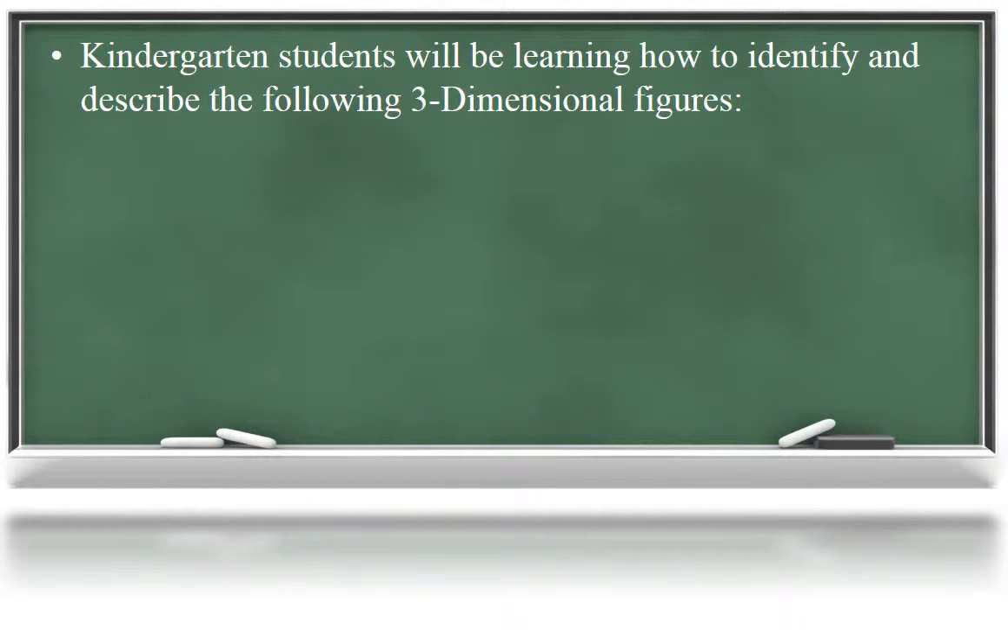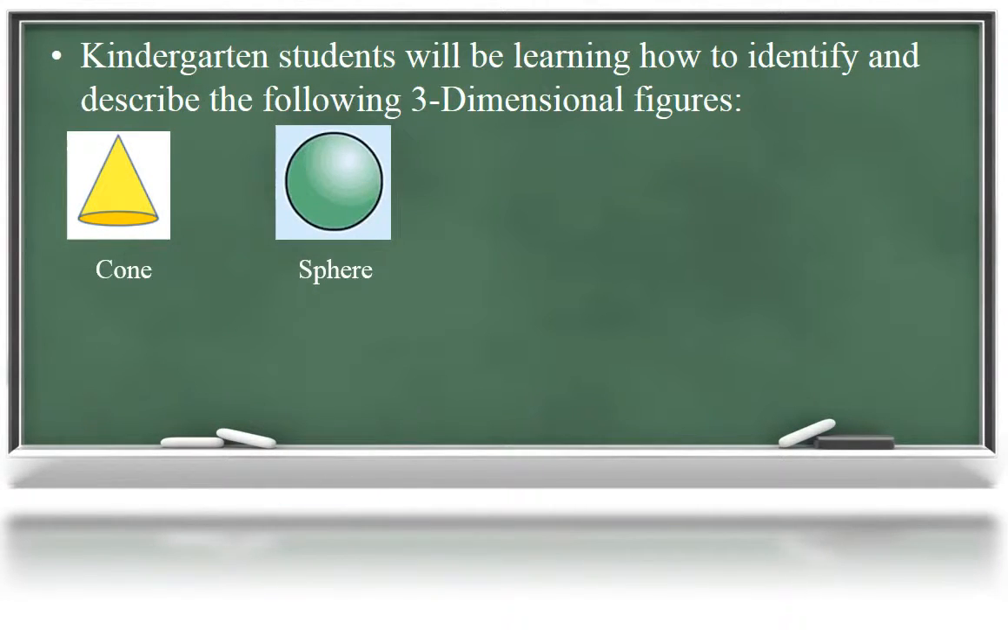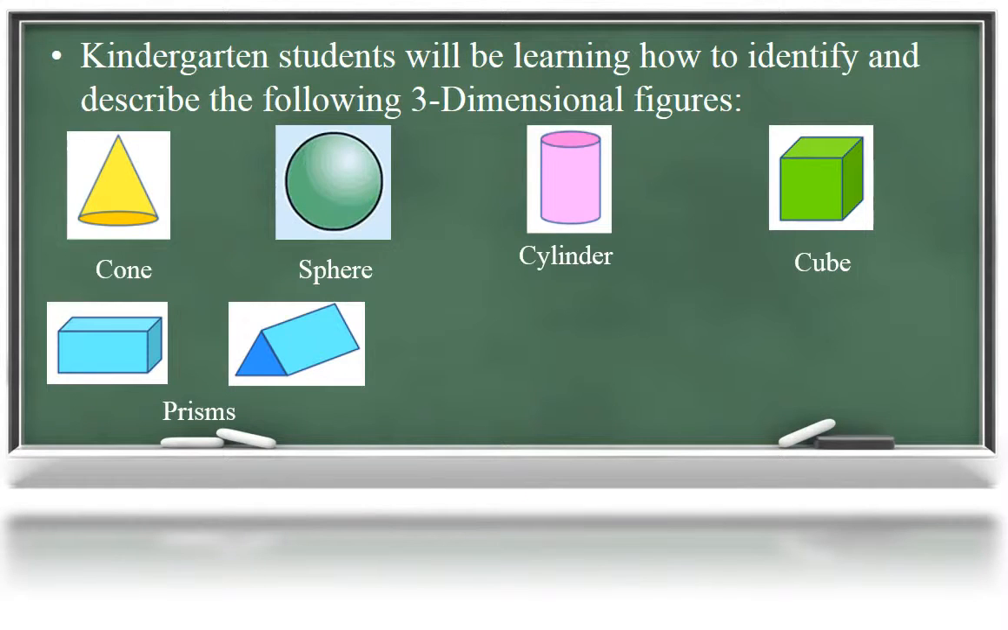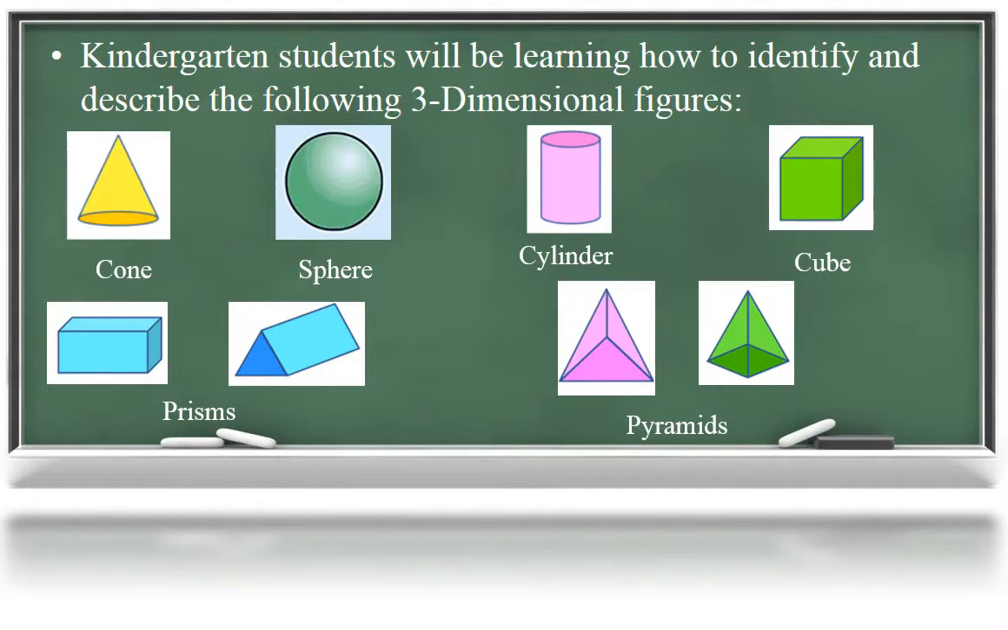The kindergarten students will be learning how to identify and describe some of the following three-dimensional figures. So I wanted to share some of those with you, so that way when you go to help your child at home, you know the names of some of these popular three-dimensional figures. It includes a cone, sphere, cylinder, cube, prisms, including rectangular prisms and triangular prisms. I wanted to make sure that we had several examples of that. And then we have pyramids, such as triangular pyramid and square pyramid.